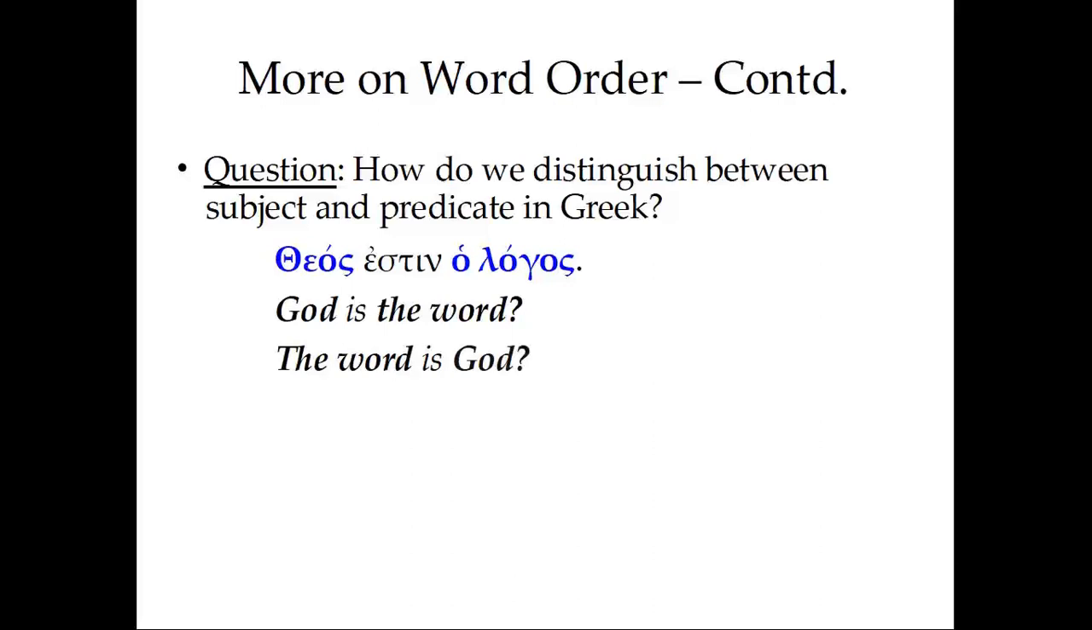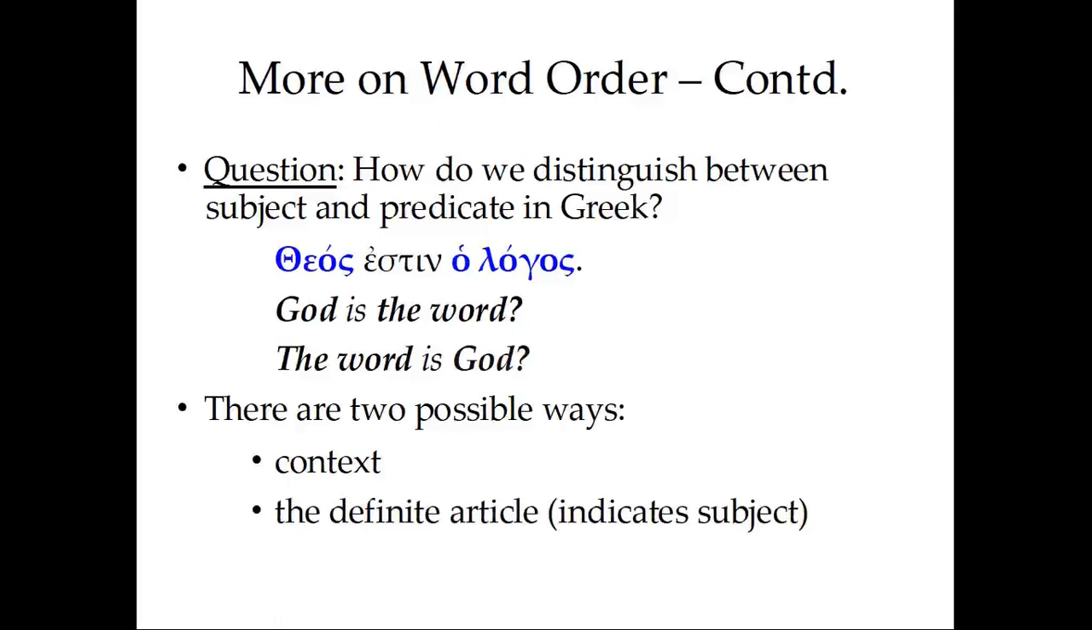This is a variation of John 1, of course, Gospel of John. There is a way of distinguishing whether a word is the subject or the predicate. And it's not just word order. There are two possible ways. One is context. If we've been talking about logos a lot, and we say logos again, we're probably talking about the word still, and not suddenly God.